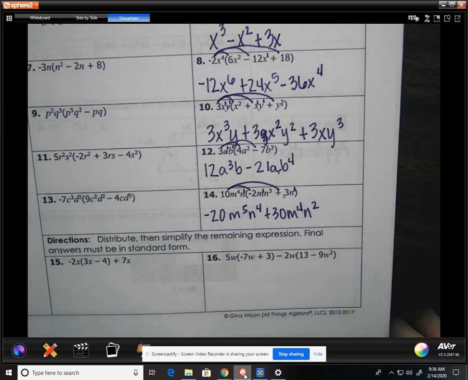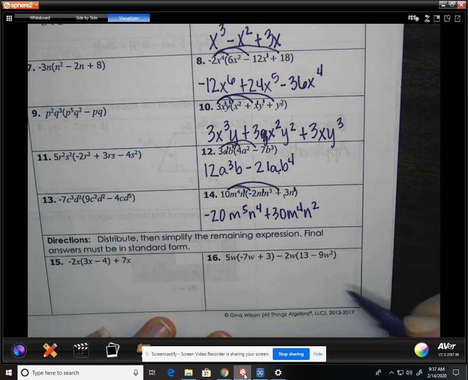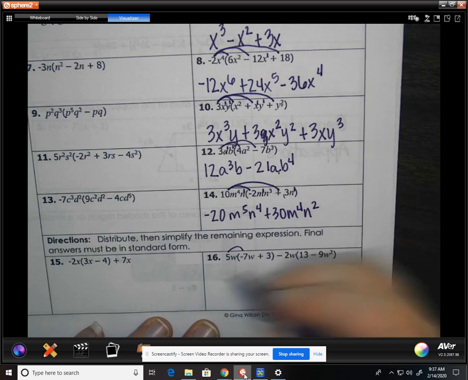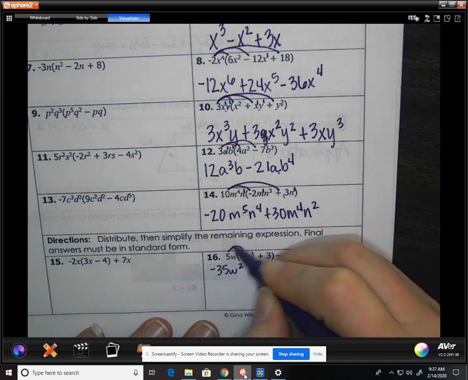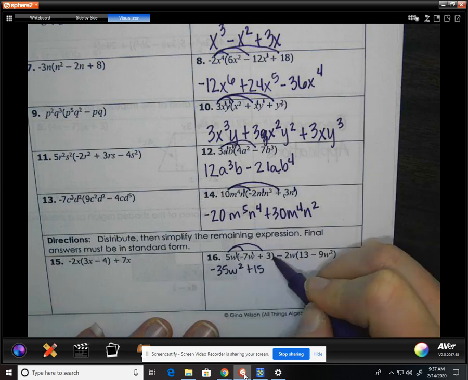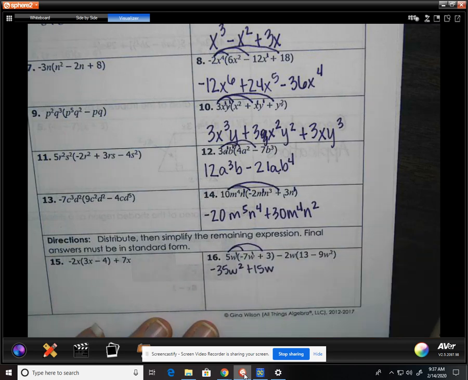All right, moving down to the next part, the directions say distribute and then simplify, so that means we're going to have to combine like what we did yesterday. Okay, so then after we combine, you need to make sure you write it in standard form. So since you have parentheses, that means you're distributing. I'm going to take 5 and multiply it by negative 7, which gives me negative 35. And a W1 and a W1 makes W squared. And then I take 5 and multiply it by 3, which gives me 15. I have a W1 and no W, so I keep the W.